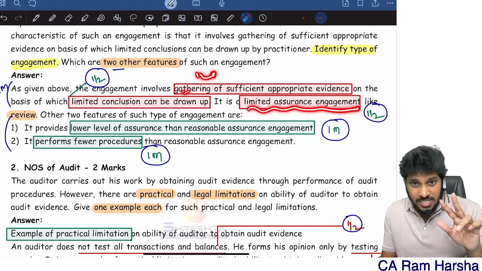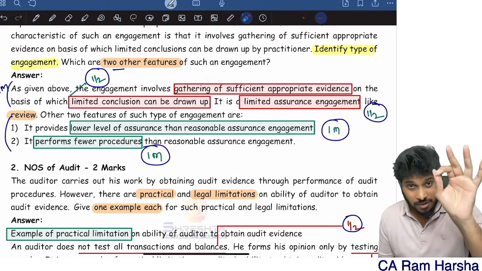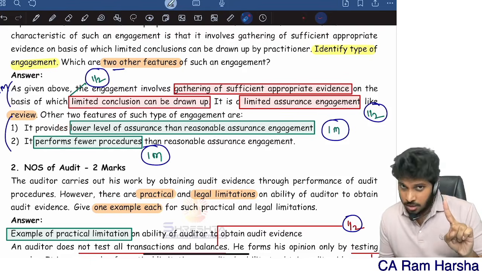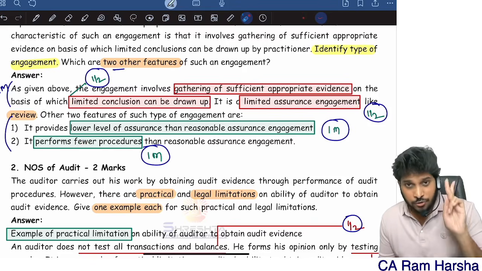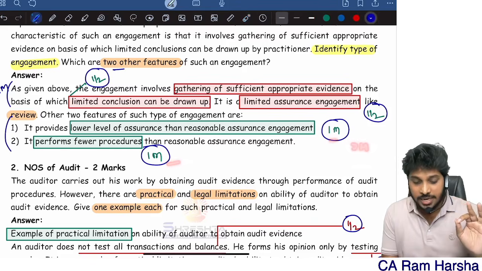That's a limited assurance engagement, like a review. Or it's a review engagement, which is a limited assurance engagement. For that, half mark. Other two features: lower level of assurance than reasonable assurance, and performs fewer procedures than a reasonable assurance. For that, 1 mark. Totally 3 marks are allocated like this.